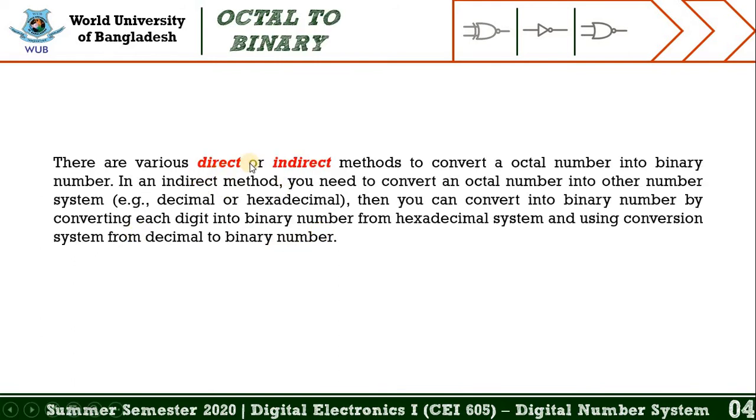This slide represents the overview of the conversion from octal to binary. There are various direct or indirect methods to convert an octal number into a binary number. In an indirect method, you need to convert an octal number into another number system such as decimal or hexadecimal. Then you can convert it into a binary number by converting each digit from the hexadecimal system, and using the conversion from decimal to binary. Let's move into the next slide.